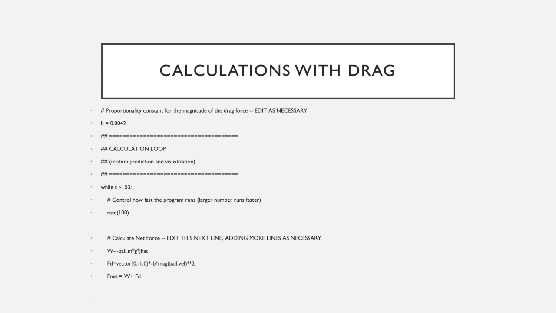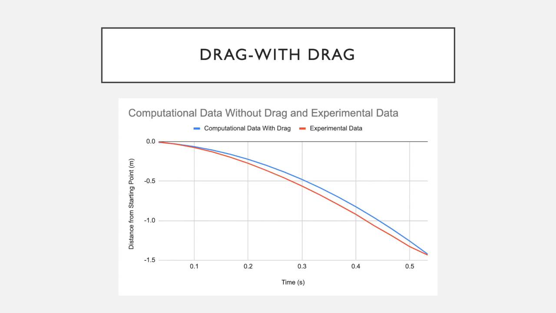Next, the proportionality constant was adjusted to make the final distance from the starting point equal for both the experimental and predictive model. Then this computational data with drag was overlaid with the values pulled from the experimental model. The red line represents the data points pulled from the experimental data, and the blue line shows the computational data with drag. As you can see, the values of the computational data with drag still predicted less negative values than the experimental model showed.